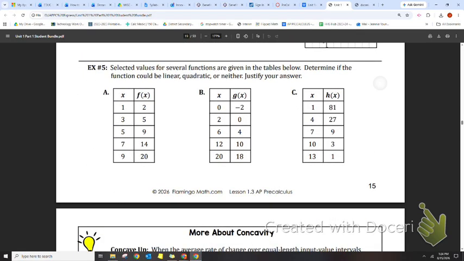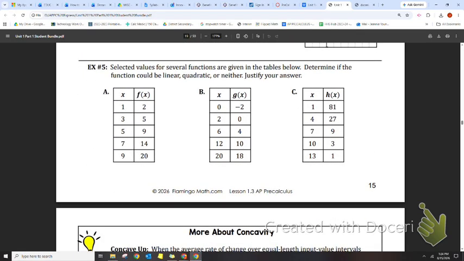It says selected values for several functions are given in the tables below. Determine if the function could be linear, quadratic, or neither, and justify your answer. All right, so here we're going to look at differences. Remember, if our first differences are the same, because linear is x to the first, then it would be linear. Quadratic is x squared, so that's if our second differences are the same. And neither is if neither one of those happen.